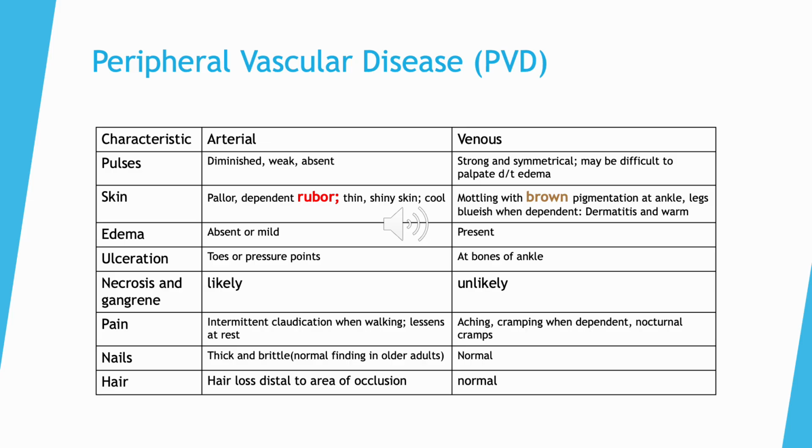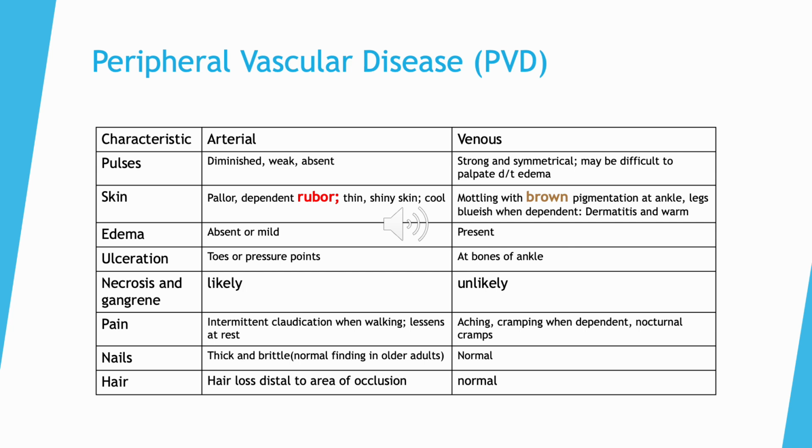Okay, now we're going to compare and contrast arterial peripheral vascular disease versus venous peripheral vascular disease, because you're going to have to be able to distinguish by the signs and symptoms if somebody has an arterial problem versus a venous problem. First we're going to start with pulses. Remember, when you're palpating a pulse, you're palpating the artery. So somebody with arterial disease is going to have a diminished, weak, or absent pulse in their extremity. If you do have an absent pulse, make sure you get a Doppler and check, because you may not be able to feel it, but the Doppler may pick up that there is still some circulation going to that limb.